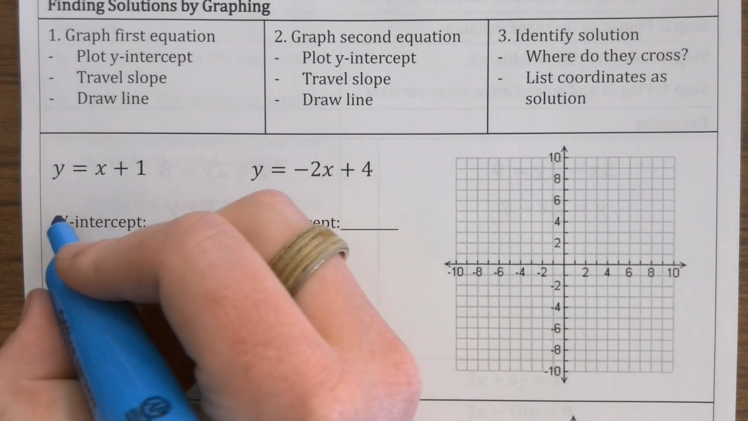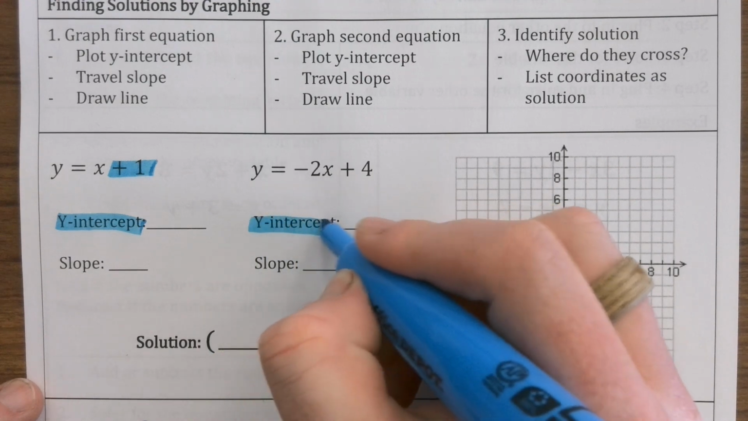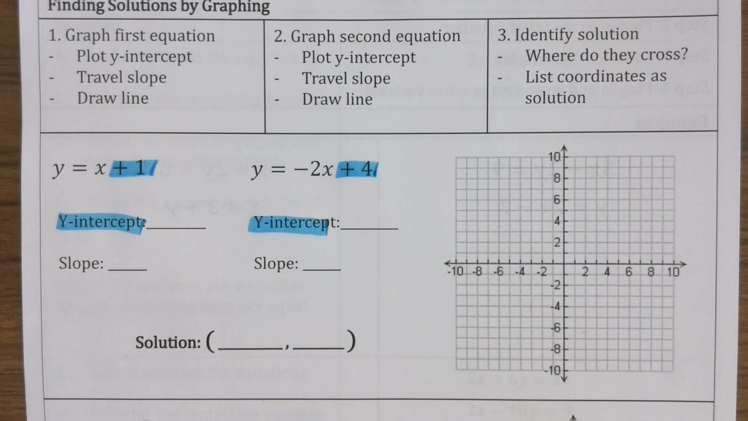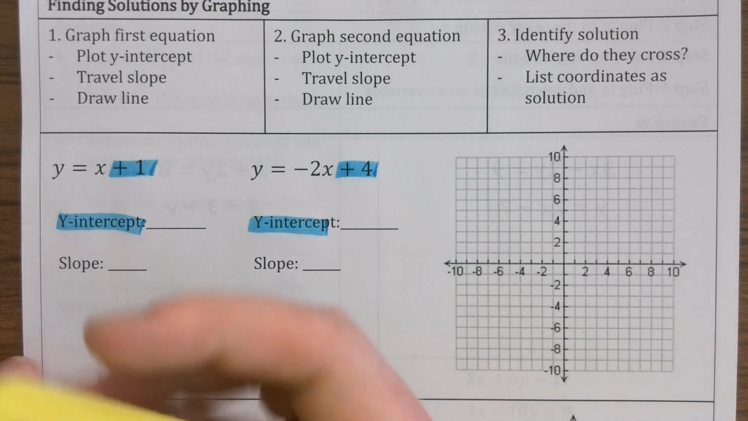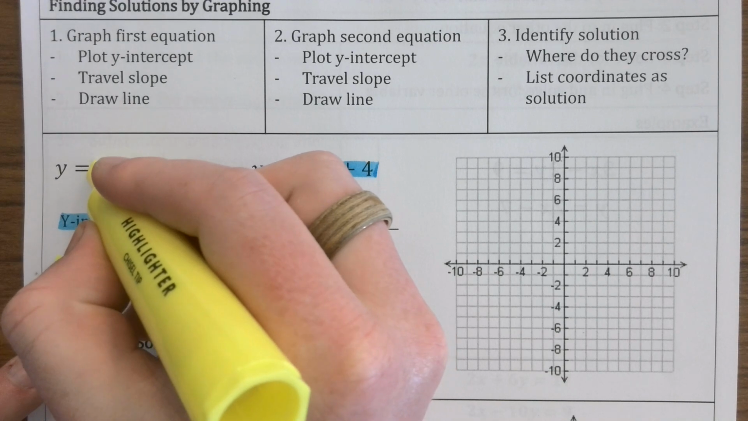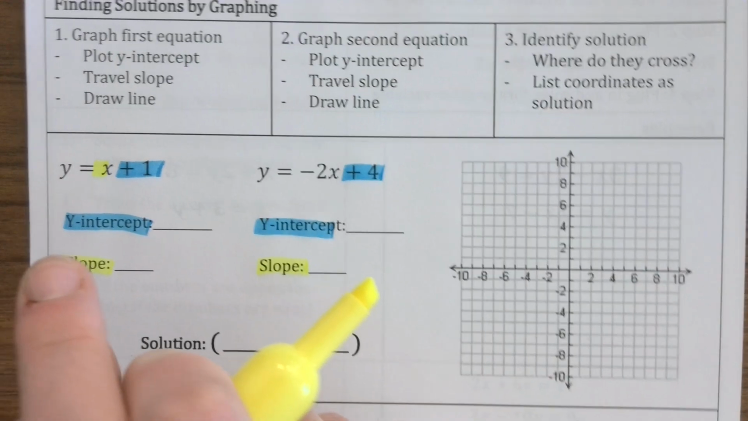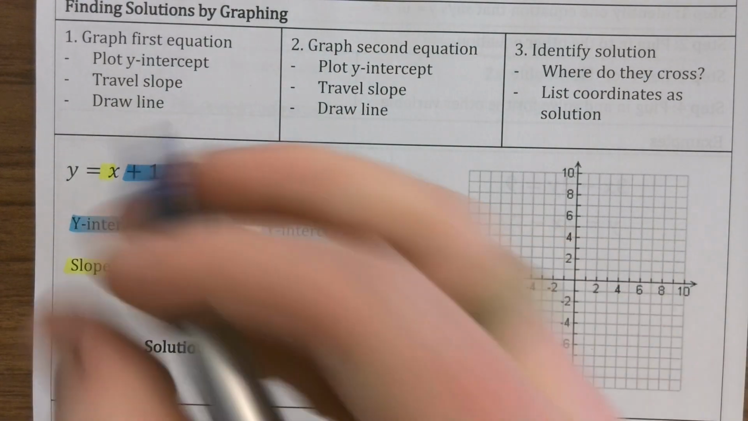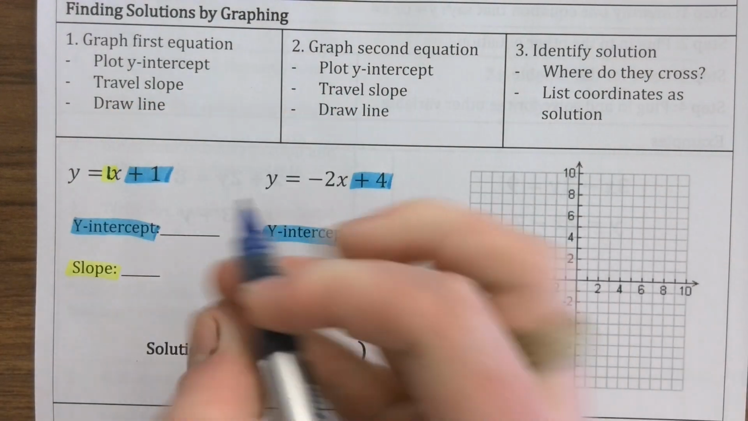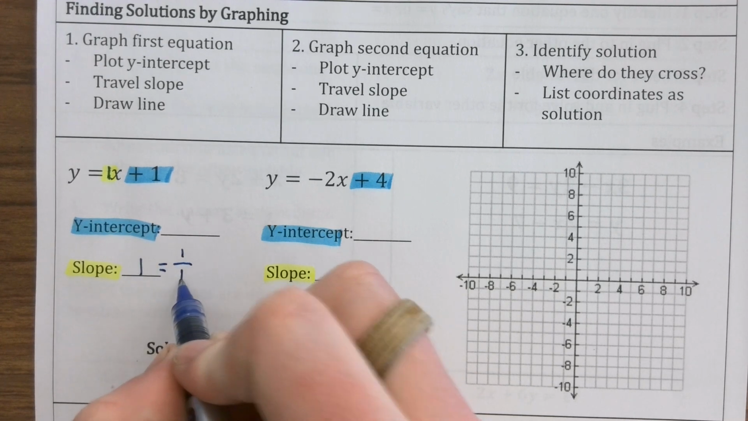Remember, our y-intercept is going to be the plus or minus number at the end. And our slope is going to be the number in front of x. Notice here there is no number. If there's no number in front of x, that means our slope is going to be 1. There's an invisible 1 there. So slope is 1, which means our rise is 1 and our run is 1.